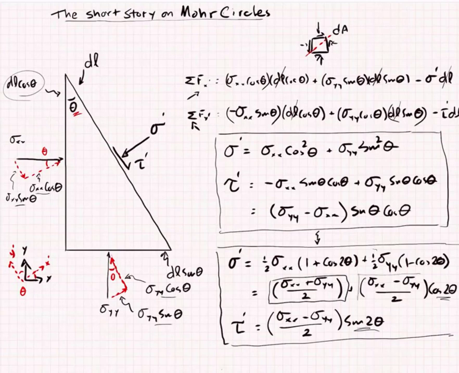The second term is half of the difference between the two stresses, and that same thing applies to the shear stress here. So now let's take these over and make a plot of sigma prime and tau prime as a function of the angle 2 theta and our applied stresses sigma xx and sigma yy.